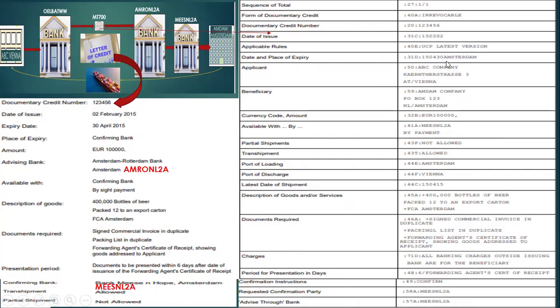Date and place of the expiry is also provided in the respective format. Applicant is there, which is nothing but the ABC company's information, in the field 50 format: ordering customer's account number, name and address. Beneficiary is there, which is field 59, Amdam, which is a company. Currency code and amount have been mentioned: euro 100,000.